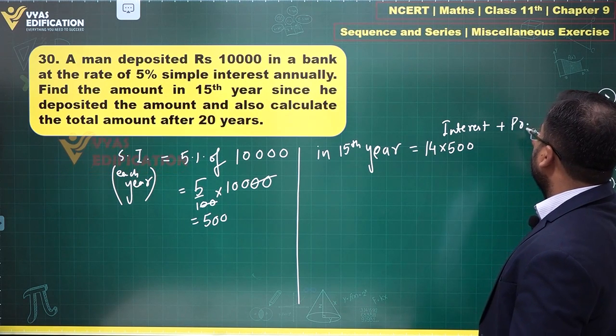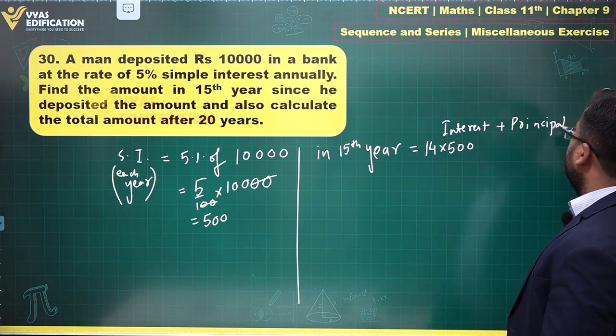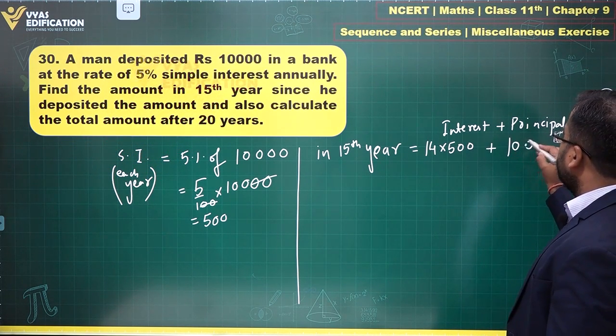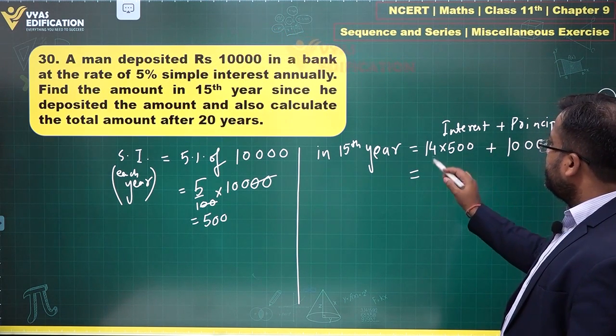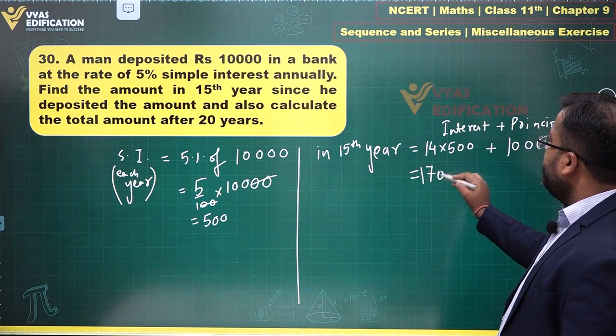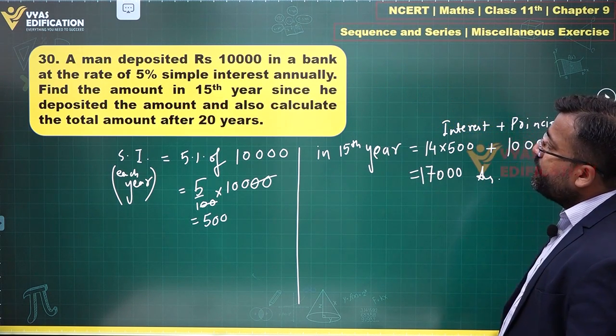plus principal. What is the principal? Since you want the amount, principal has to be added. Principal is 10,000. So what is that? 14 times 5 is 70, so 7,000 and 10,000. This is 17,000, my answer in the 15th year.